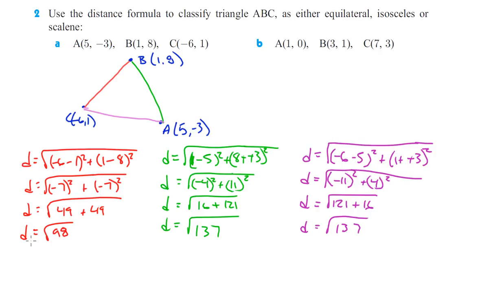So now we've got the 3 lengths here. So this is the square root of 137. This one up here was the square root of 98. And then this green side here is the square root of 137. So is it equilateral, isosceles, or scalene? We've got two sides the same and one's not, so that would make this one isosceles. Therefore, the triangle is isosceles. All right? Okay, let's take a look at B.